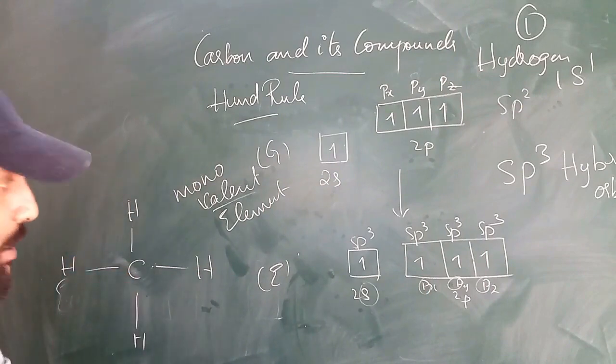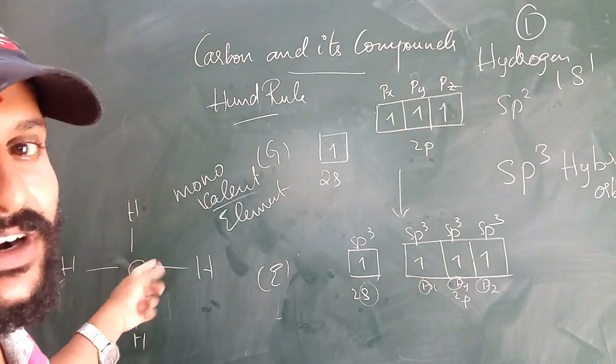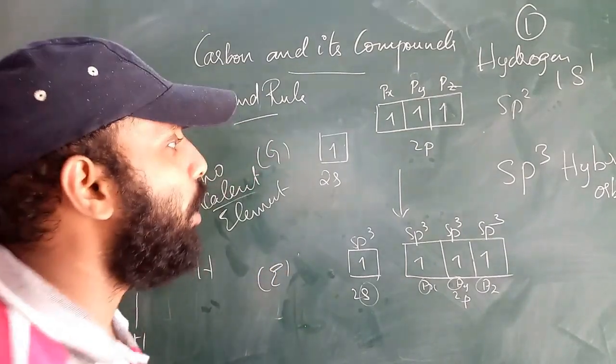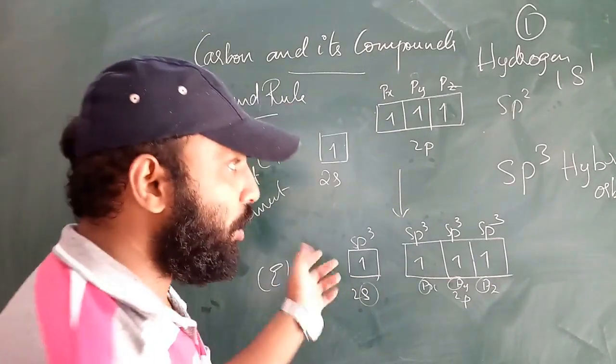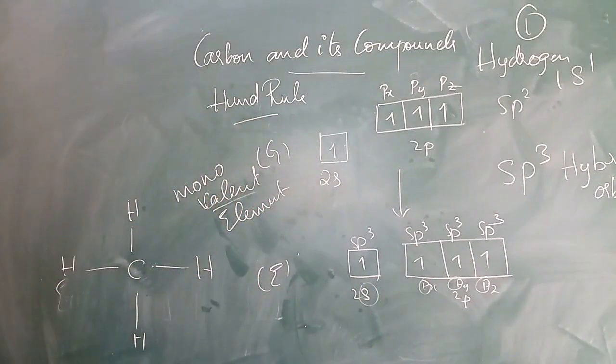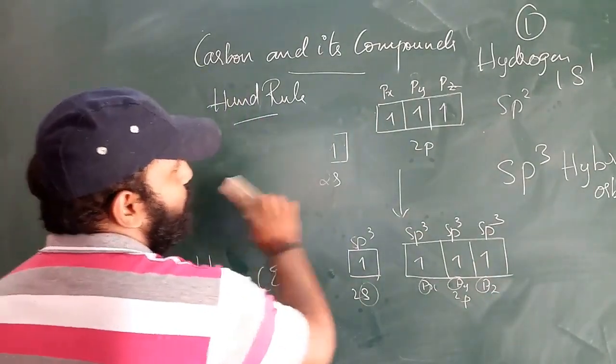This is what here, 1 electron of hydrogen and 1 electron of carbon is what? Sharing its electron to form what? Bonding with the 4 hydrogen atoms. Now here, how is it making the bond? Understood this one, how the hybridization is taking place.